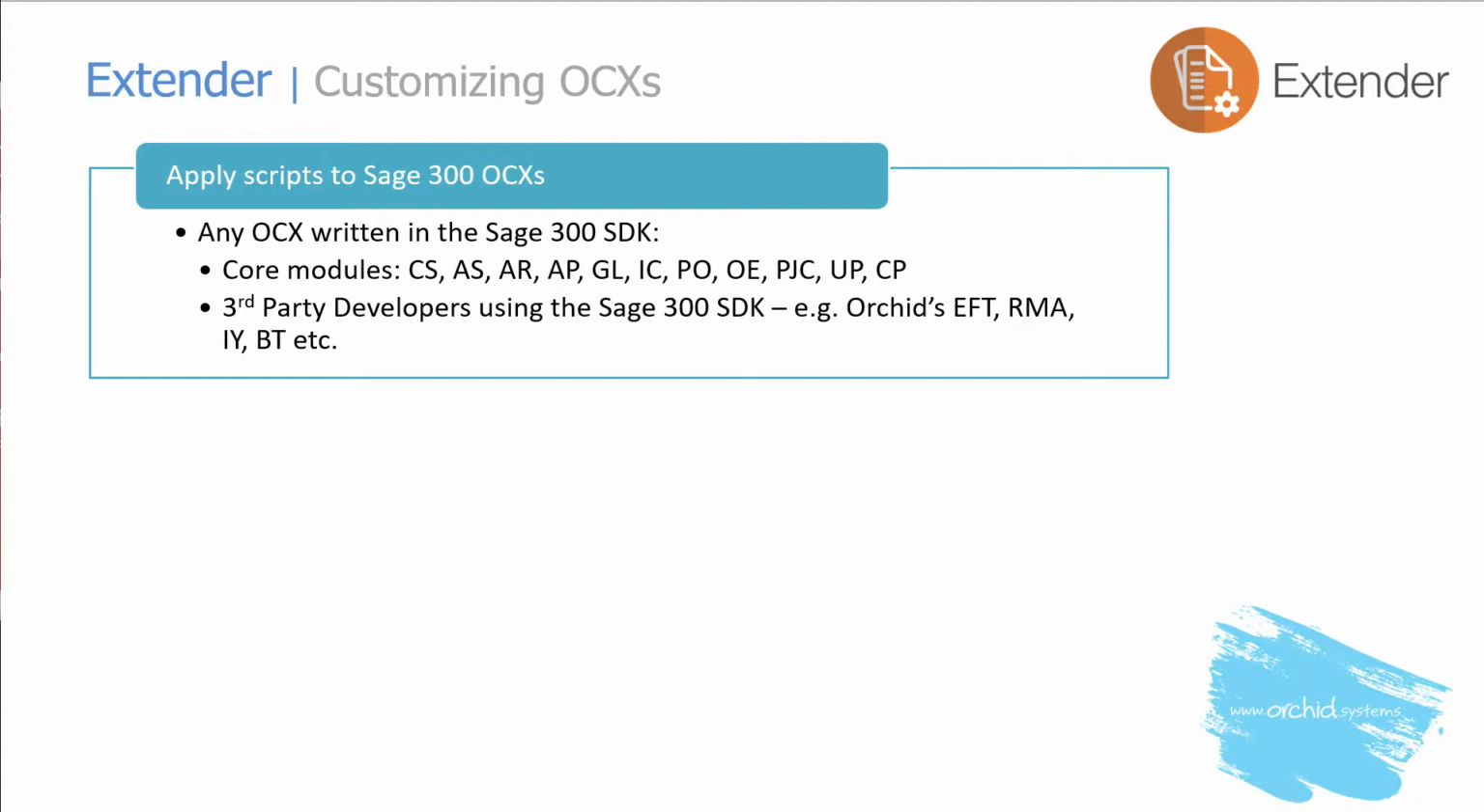But you can also customize third-party developers' OCXs created using the Sage 300 SDK, for example, Orchid's EFT, RMA, inter-entity transactions, bin tracking, etc.